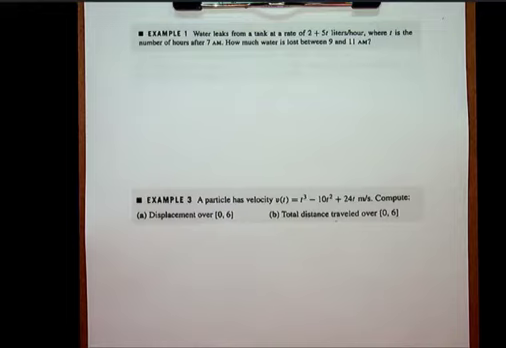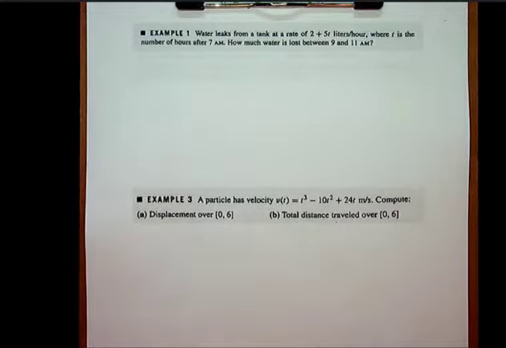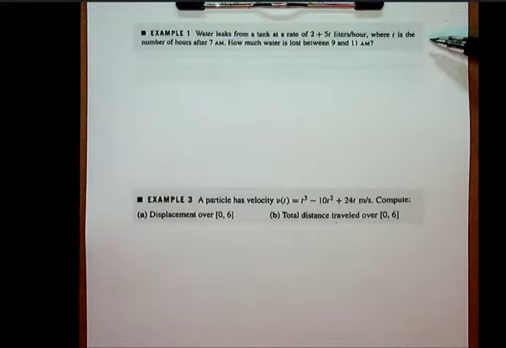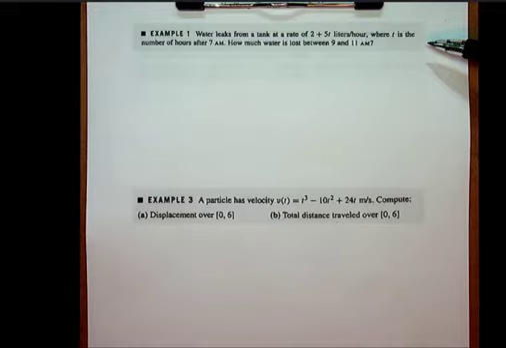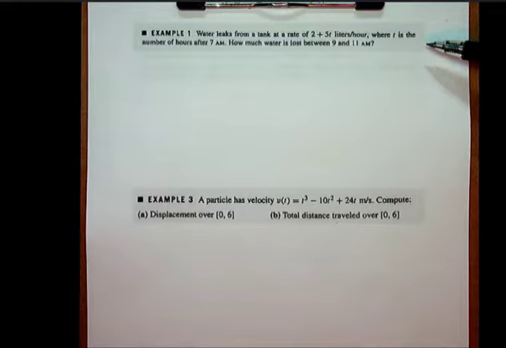Now, of course, it's not only just walking and driving and stuff like that. Anything that can be expressed as a rate can basically be accumulated by integration, and therefore you can arrive at a net change. So in this particular example, we have water leaking from a tank. Water leaks from a tank at a rate of 2 plus 5t liters per hour, where t is the number of hours after 7 a.m. How much water is lost between 9 and 11 a.m.?